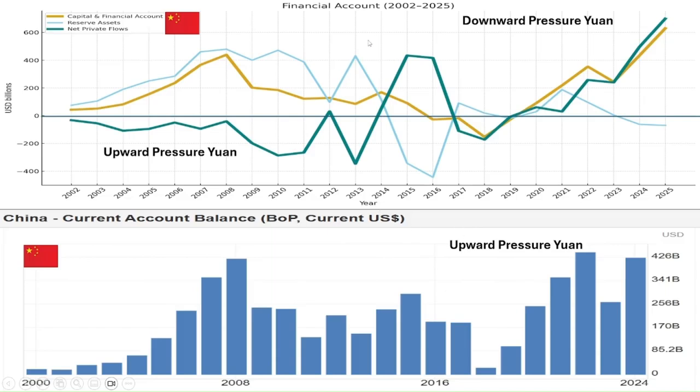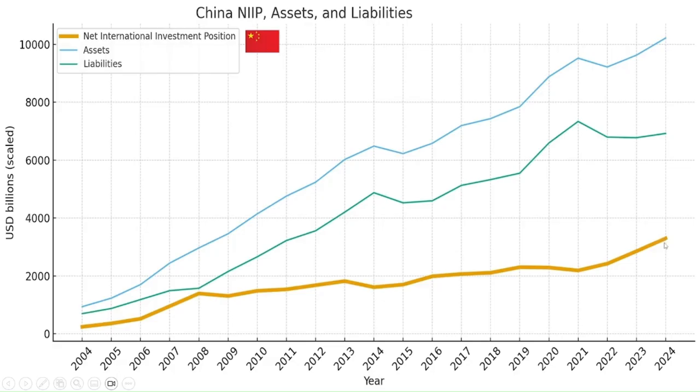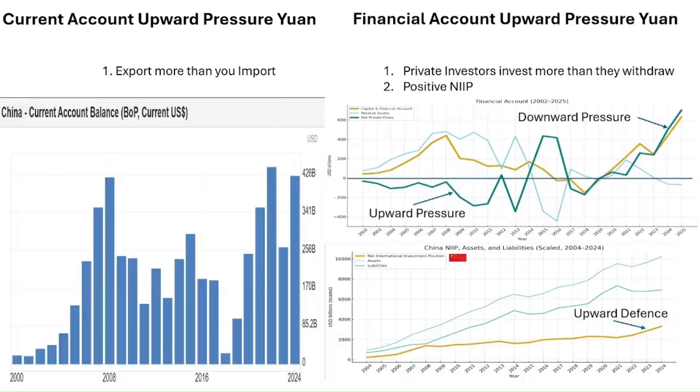The key idea is that the flows coming into a country, whether they be from the current account or the financial account, equal the flows going out. And this will mean that the currency does not appreciate or depreciate. You can change the value of the financial account by altering how much reserves you sell off or buy, but this has a limit based on how much reserves you actually have, which in the case of China is a ton. 3.3 trillion.